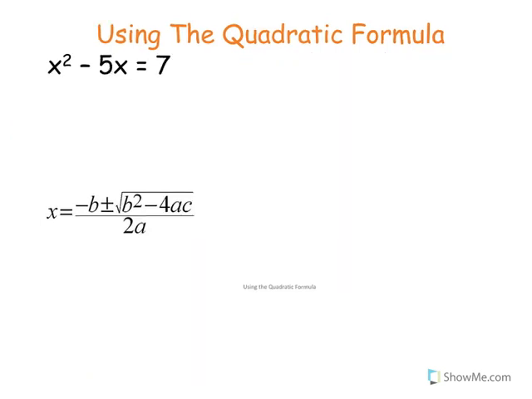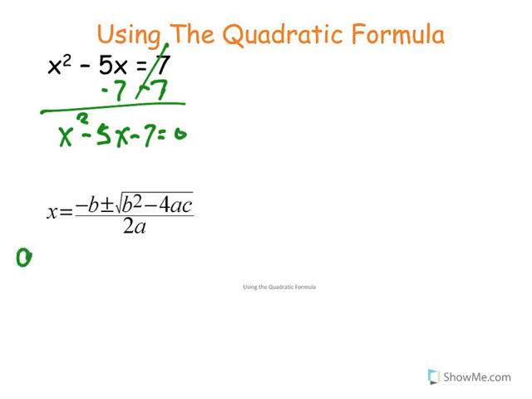All right, so let's take a look at another one. And this one really should be just as easy, except for the fact that we need to move the term to determine what c is. So in standard form, we're looking at x squared minus 5x minus 7 equals 0. So I know that a is equal to 1, b is equal to negative 5, and c is equal to negative 7.